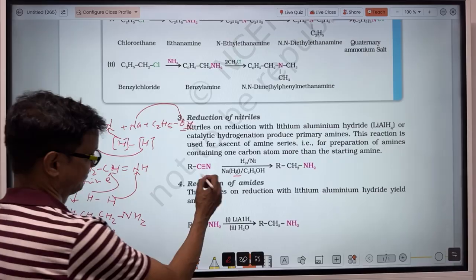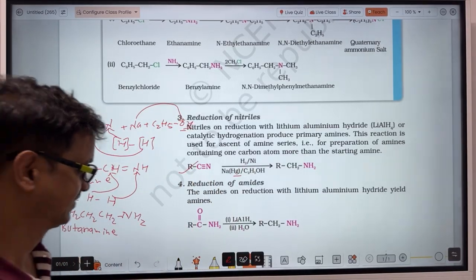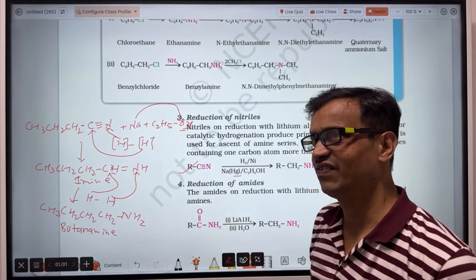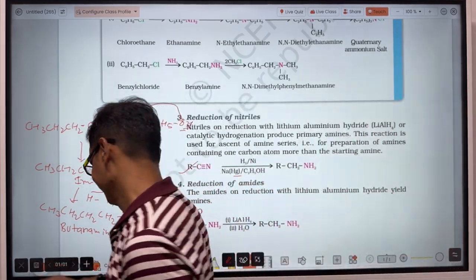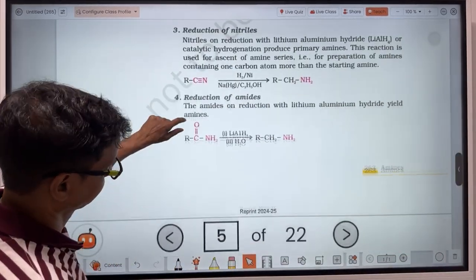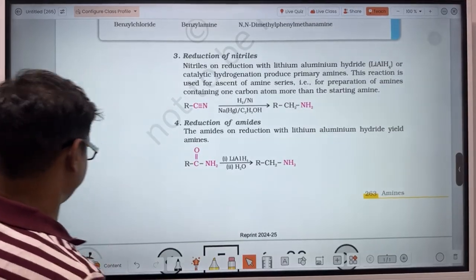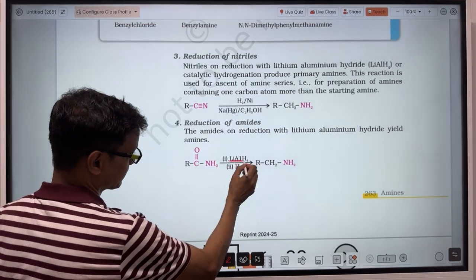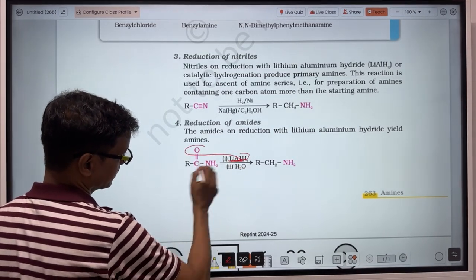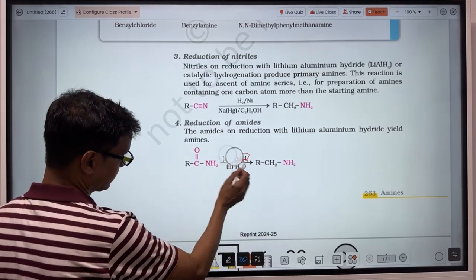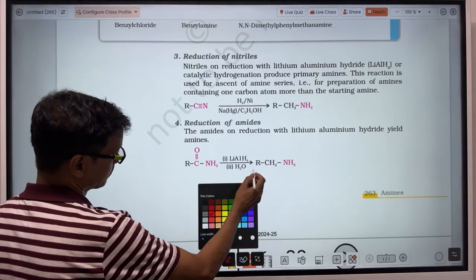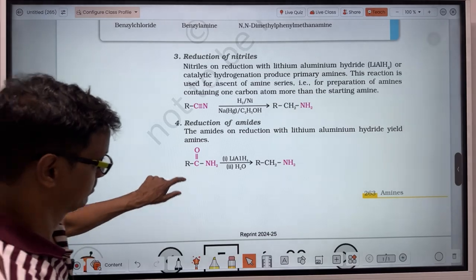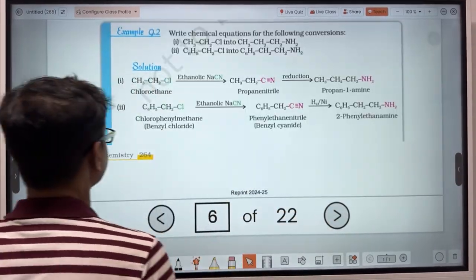Okay, that is clear. Now let's see another one, reduction of amide. What is happening here? This is the reducing agent, so nascent hydrogen will be provided by the lithium aluminum hydride, and there will be formation of amine. Very simple it is. Now let's proceed to another reaction.